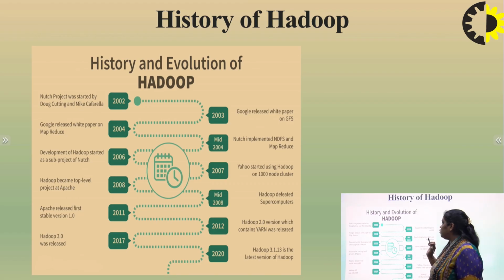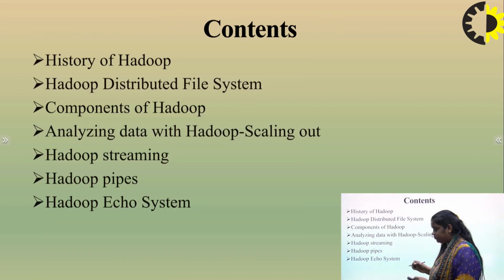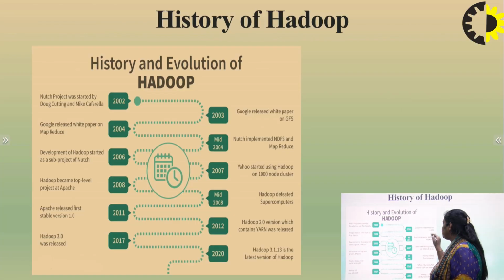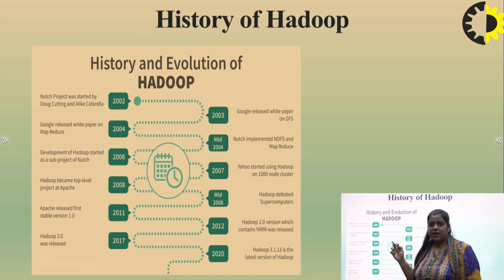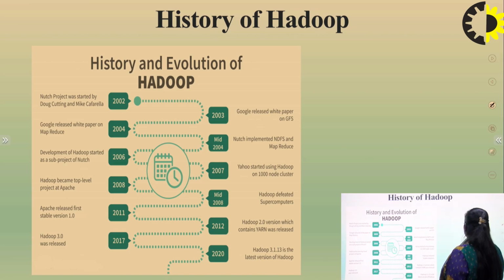After that, in 2003, Google released a white paper on GFS. What is the meaning of GFS? It is the Google File System. And what is a white paper? A white paper is related to research methodology. It means in the future Google will release or implement this concept in a practical manner. After that, in 2004, Google released a white paper on MapReduce. Why do we use MapReduce? MapReduce is a part of Hadoop.